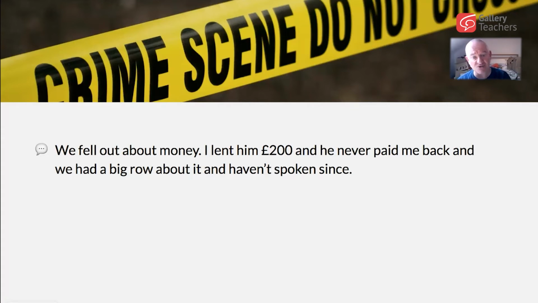Instead of writing "lent", I might just gap that. I might gap "paid". I might gap "spoken". And as I'm going through, I might say, yeah, so we fell out about money because I lent him £200 and he never gave me the money. Not borrowed. He borrowed the money. So I lent him. Good.